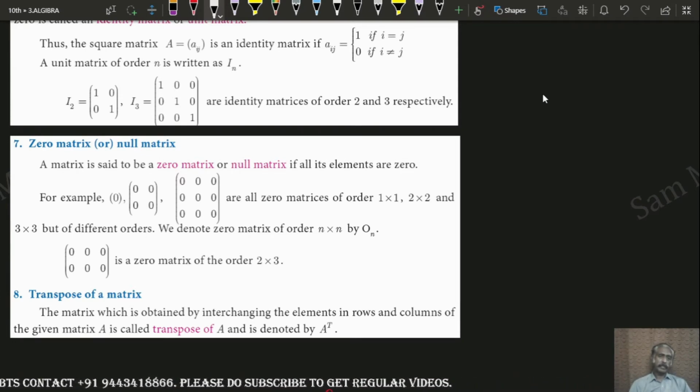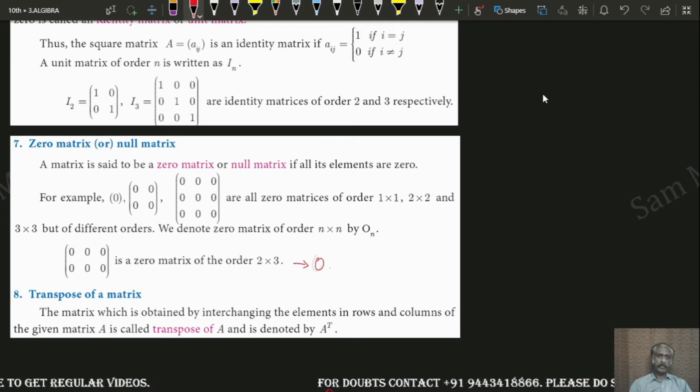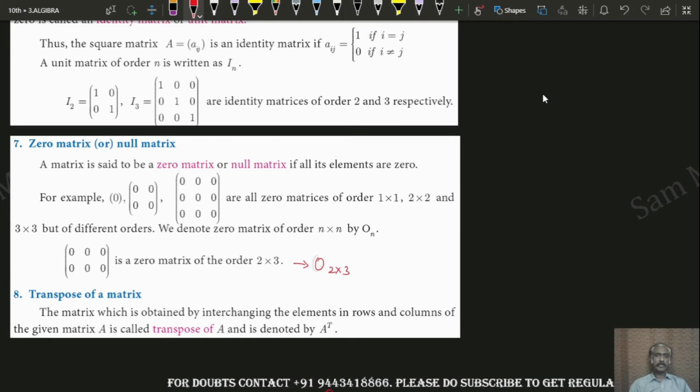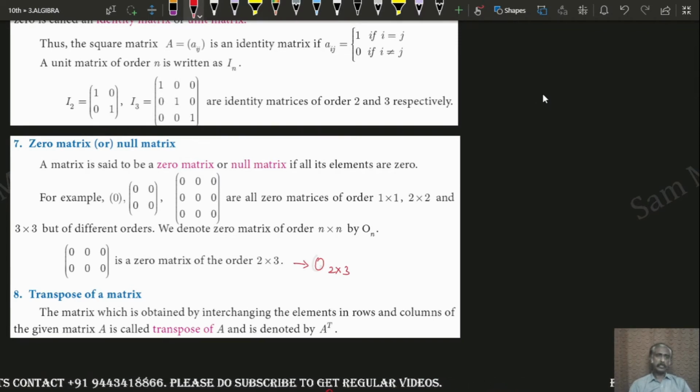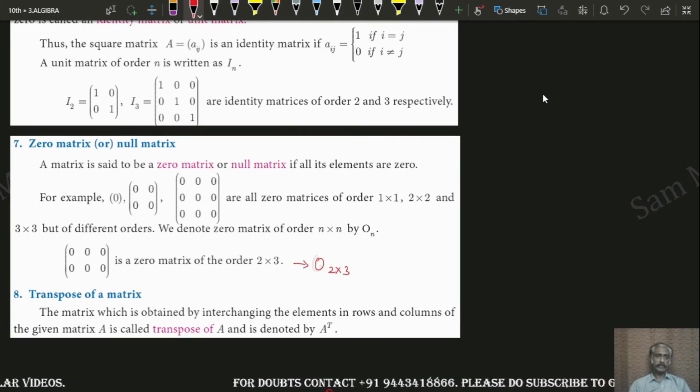Therefore, normally for 0 matrix we used to write the order. 0, 2 by 3 is the notation. 0 matrix of order 2 by 3. Okay, children? But identity matrix, normally we won't write that. When I2 is written, it is understood that it's a 2 by 2 matrix. Always it must be a square one. Okay, children? So, 0 matrix can be in any order, but all the entries must be 0.